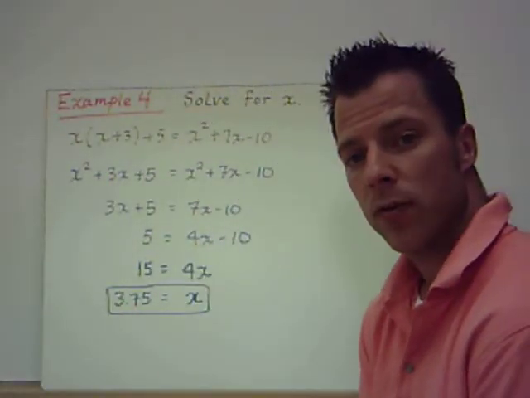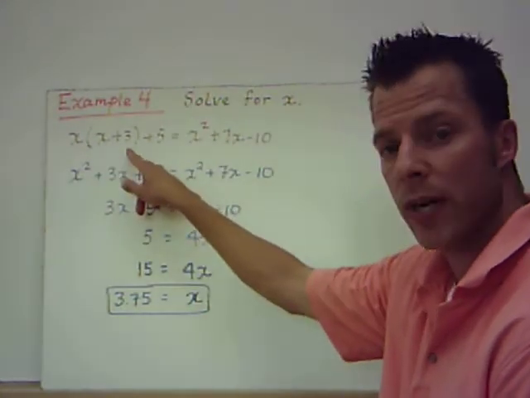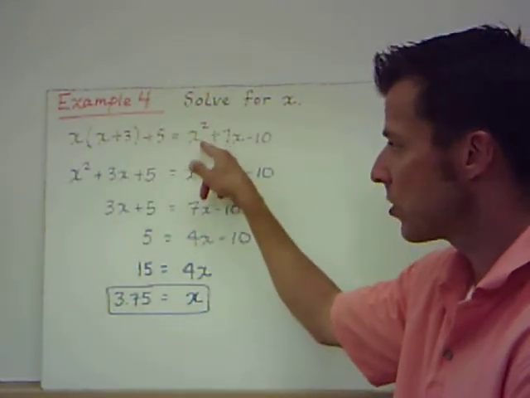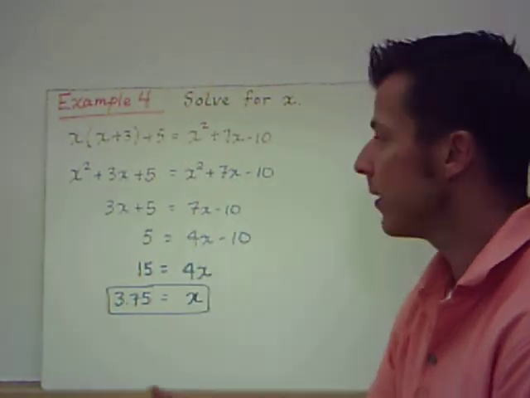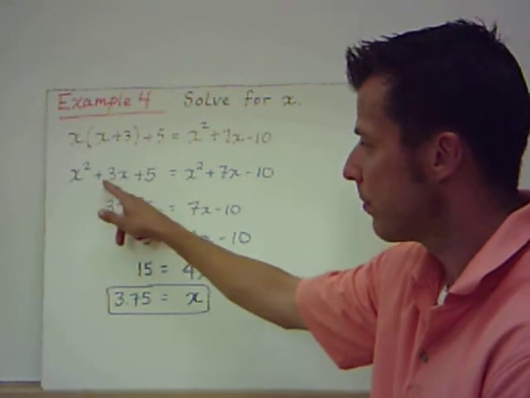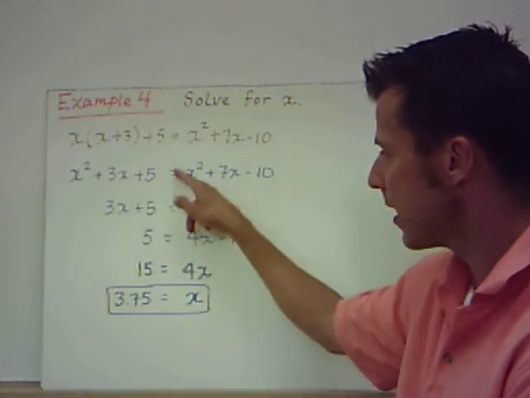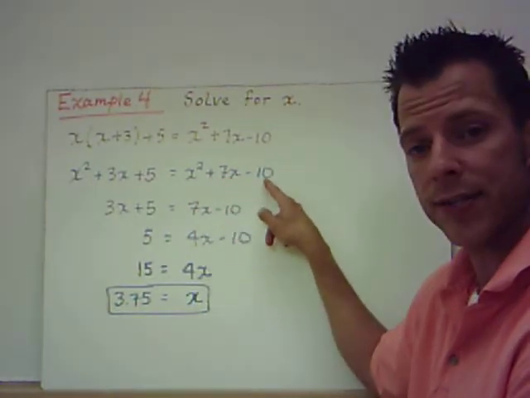In example 4, we continue that process. We're going to solve for x here, and there's only one time where you have to distribute, and then all of a sudden you see this quadratic piece. But don't worry about that. Let's look at distributing first. We distribute the x through, we get x squared plus 3x plus 5 is equal to, and just leave that whole right side, x squared plus 7x minus 10.